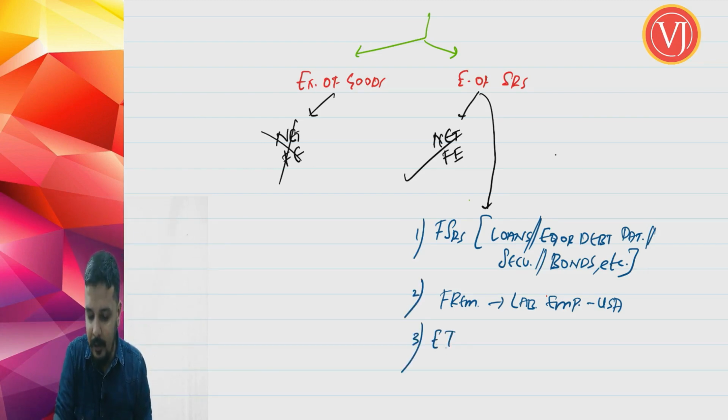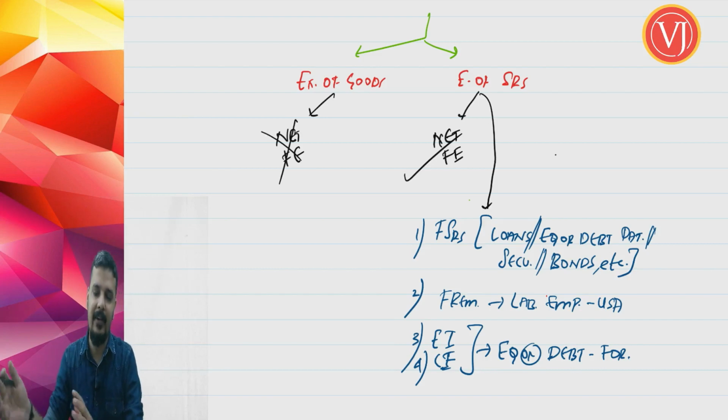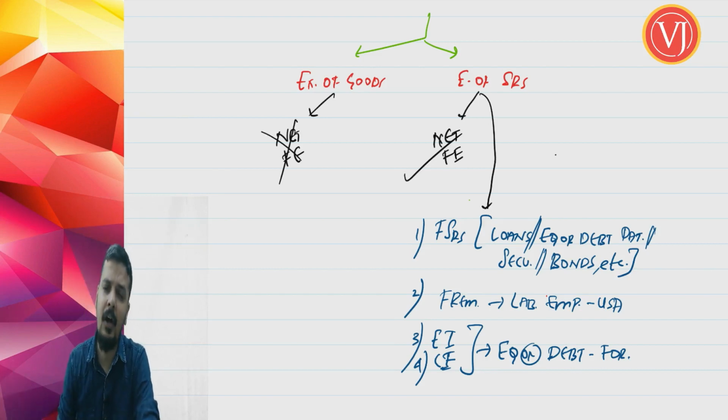An educational institution or a clinical establishment which is getting an amount by way of equity participation or debt participation by foreigners, even that would not be counted. Friends, if you see all these points, there are other points also. First, let us again summarize these points and see the other points. If you talk about financial services, they are not counted.